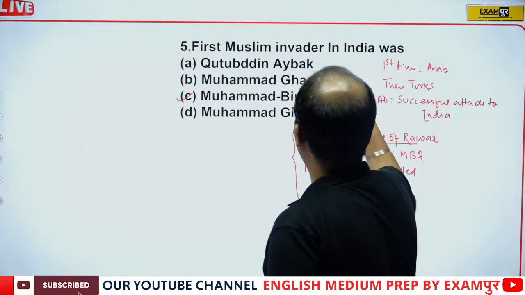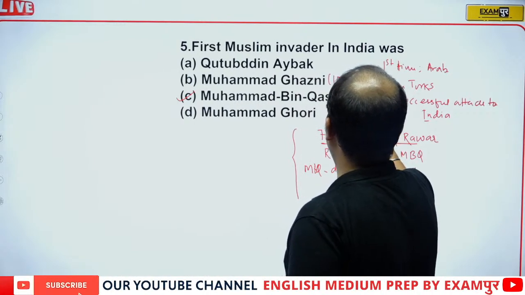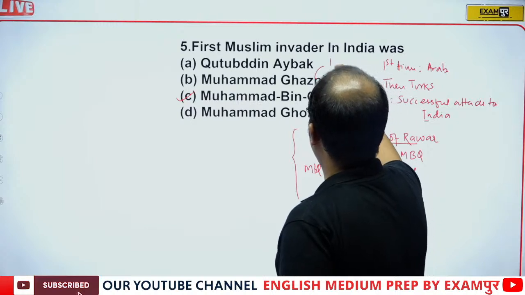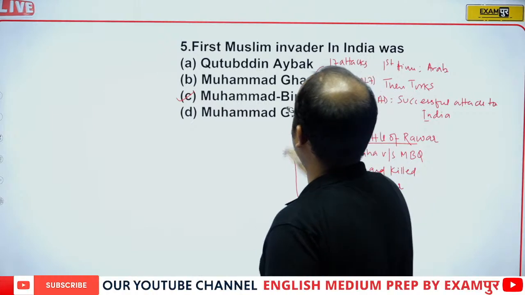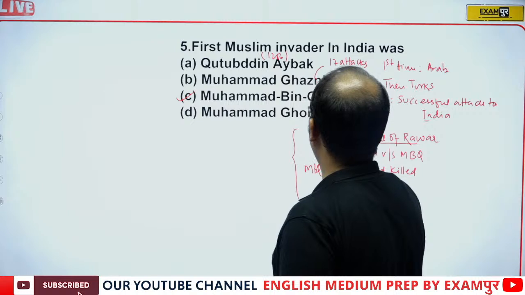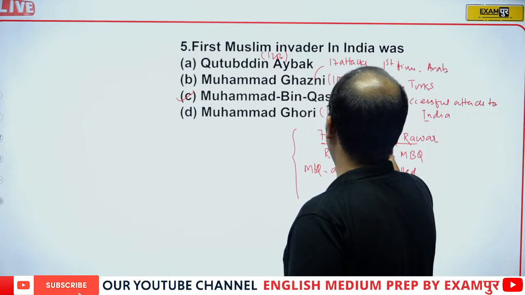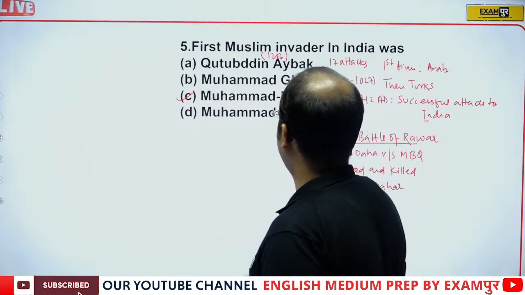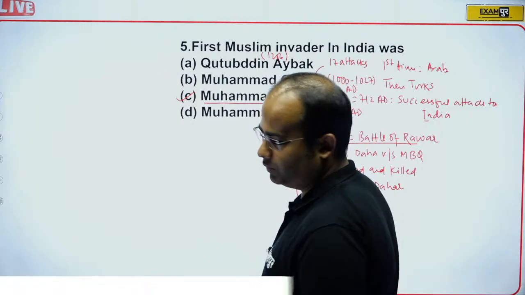And Mahmud of Ghazni, from 1000 to 1027 AD, did 17 attacks on India. Qutbuddin Aibak, 1206. Muhammad Ghori, around 1178, when he defeated the king of Multan, the Karamati tribe. So the correct answer will be Muhammad bin Qasim, 712 AD.